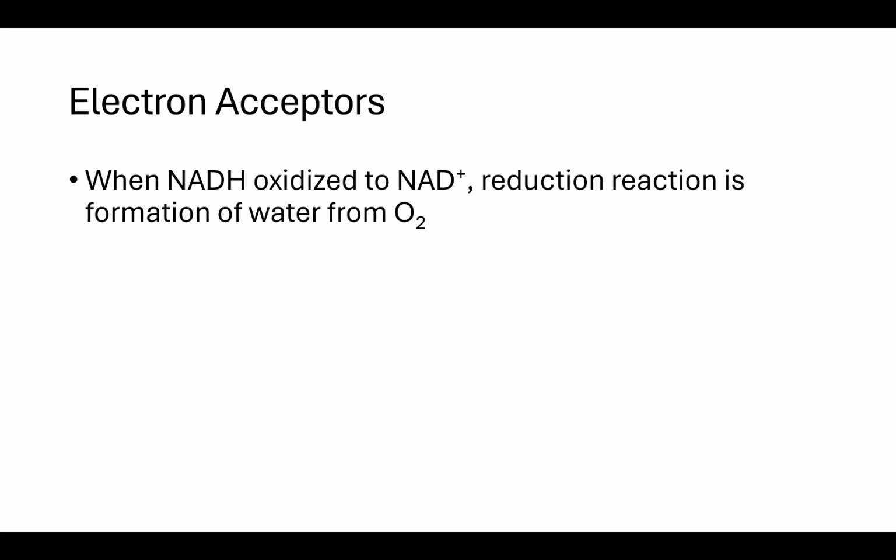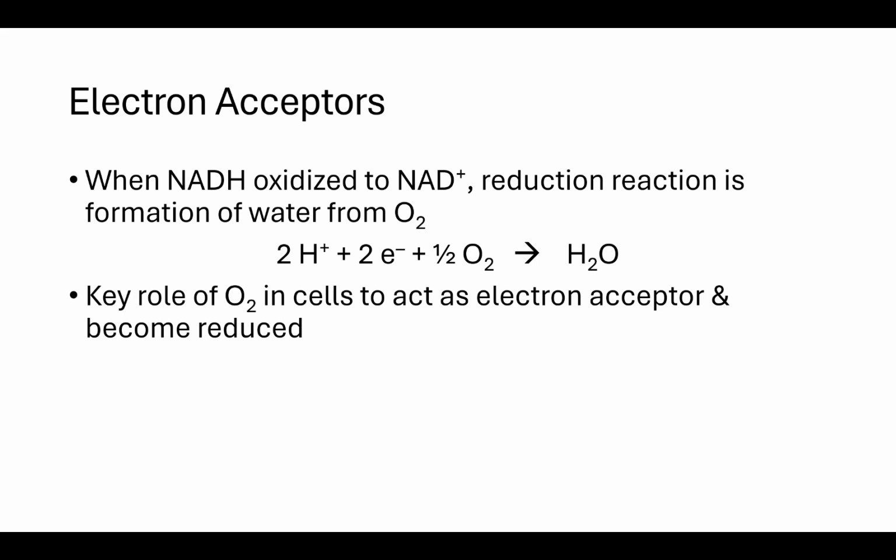So let's talk electron acceptors. When you are producing NAD+, which is going to be the low energy form, and you've removed those electrons, what you end up needing is a final electron acceptor, which is oxygen. And that oxygen, once it accepts the electrons, is then going to be converted into water. This is the chemical reaction where that happens.